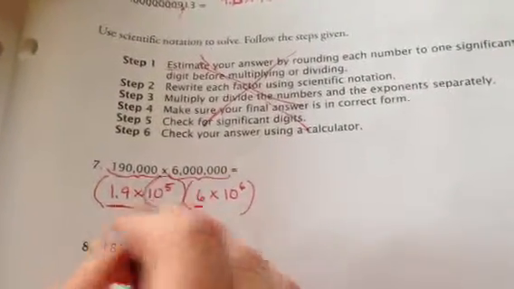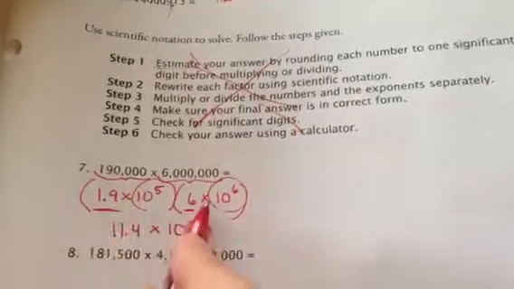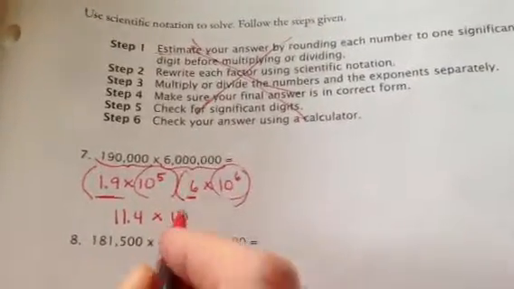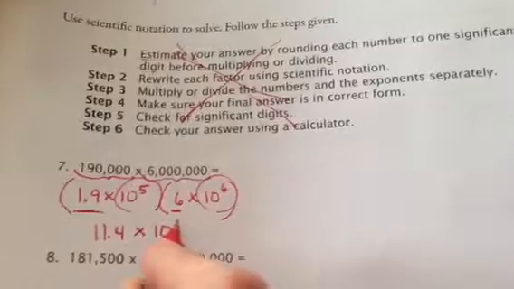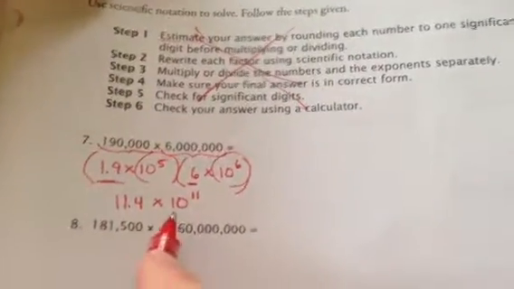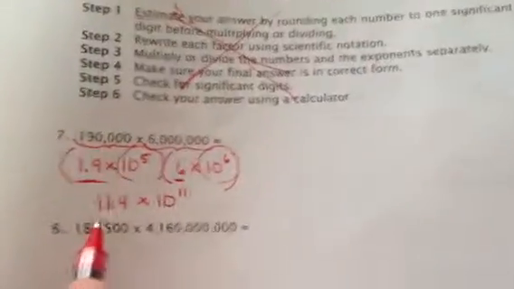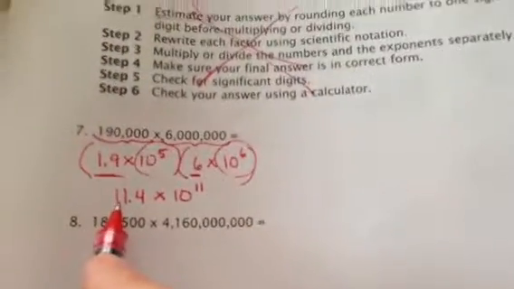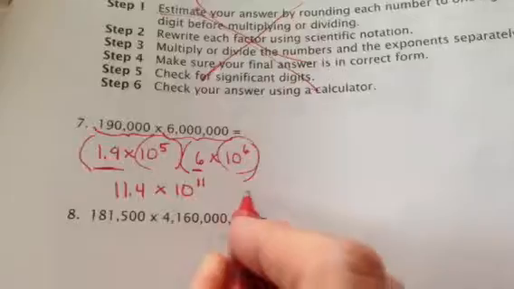Notice here, these have the same base. And when you're multiplying, you can add the exponents. So that would be 5 plus 6. That would give me 11. Now this is a good answer, but it's not in correct scientific notation because my decimal should be right there. Okay? It should look like this.